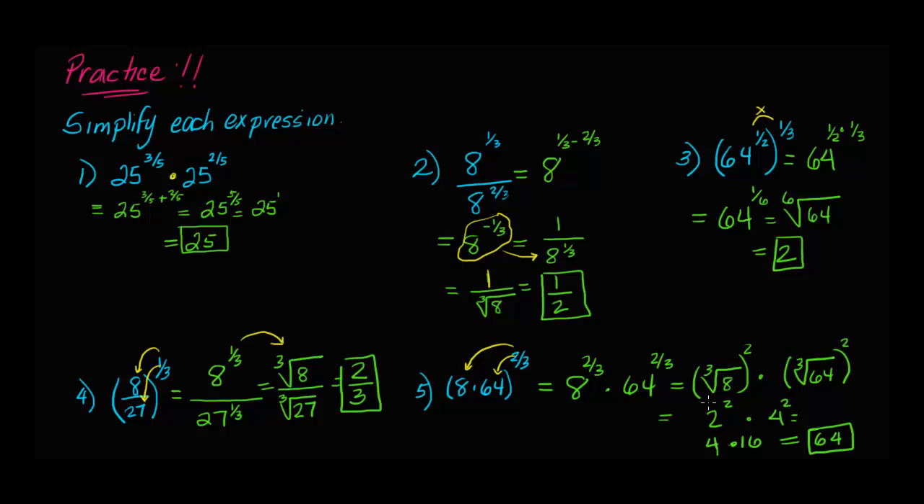We change it to a radical. I do parentheses first, so the cube root of 8 is 2, and I raise it to the 2nd power. And for this one, the cube root of 64 is 4, and I raise it to the 2nd power. 2 squared is 4. 4 squared is 16. 4 times 16 is 64. That's the answer.